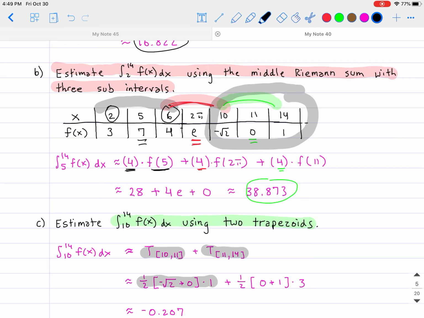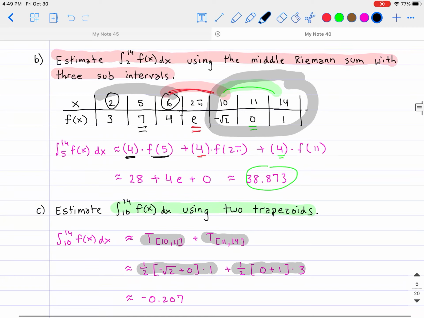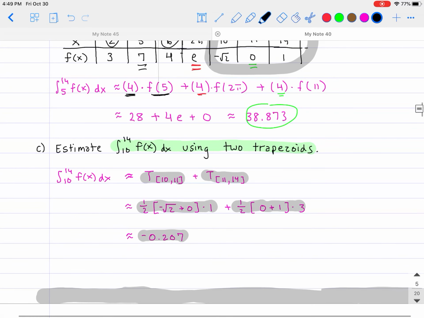So the trapezoid from 10 to 11 plus the trapezoid from 11 to 14, and once again for each one, 1/2 base times height. That is 1/2 times (base 1 plus base 2) times height, plus 1/2 times (base 1 plus base 2) times height, and then find the total area for the sum of the two, and that's going to be our answer.